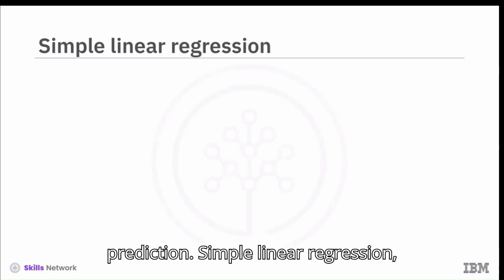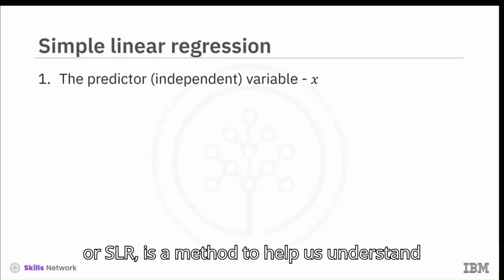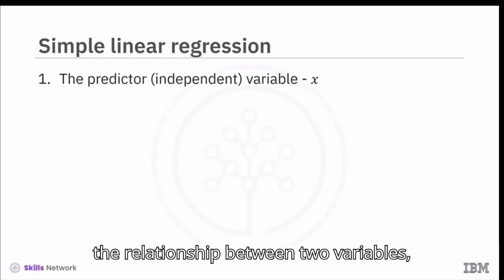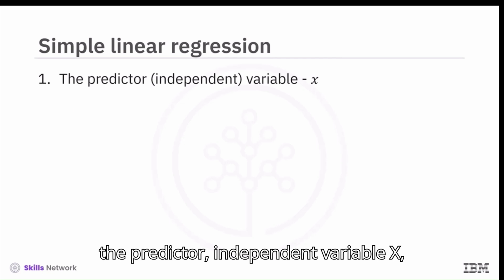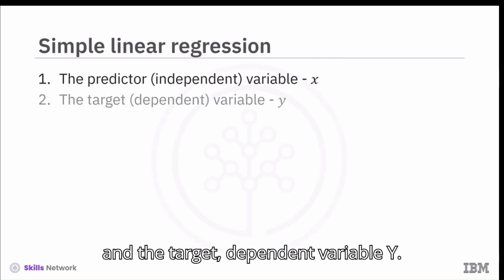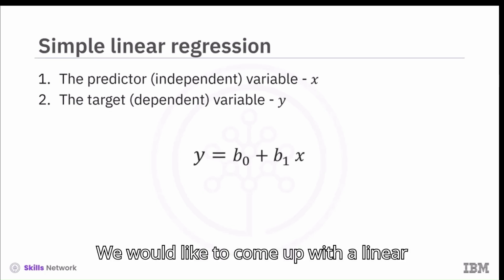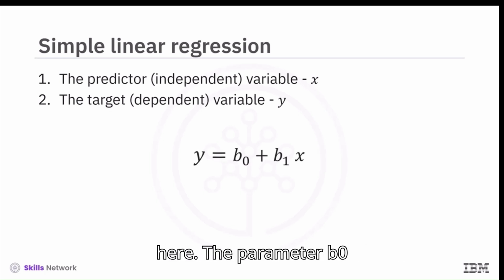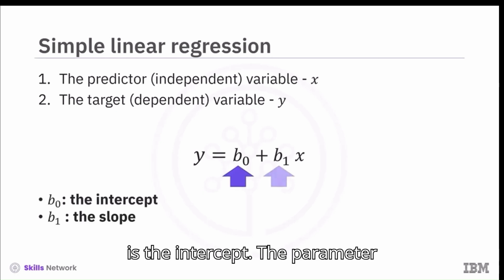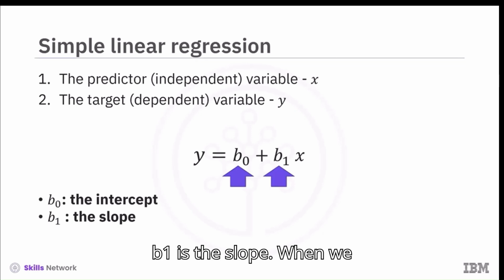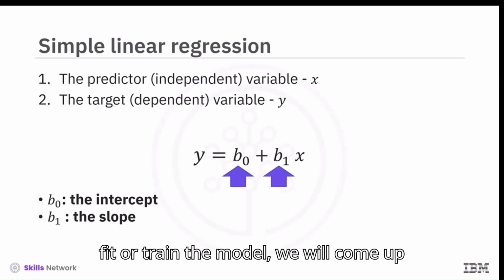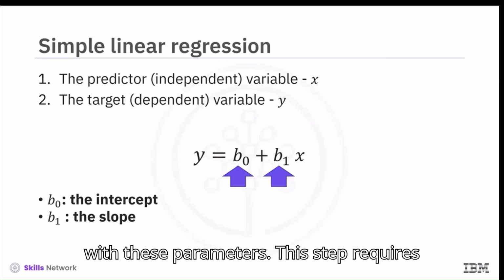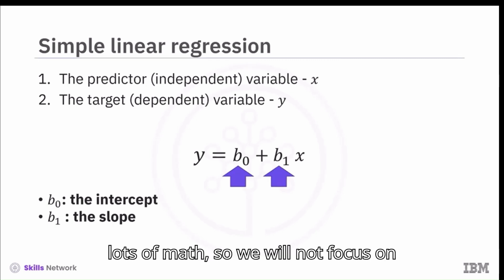Simple linear regression, or SLR, is a method to help us understand the relationship between two variables, the predictor, independent variable X, and the target, dependent variable Y. We would like to come up with a linear relationship between the variables shown here. The parameter B0 is the intercept. The parameter B1 is the slope. When we fit or train the model, we will come up with these parameters. This step requires lots of math, so we will not focus on this part.